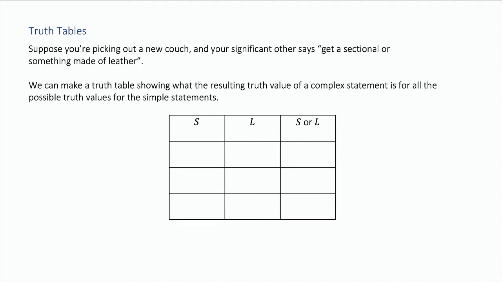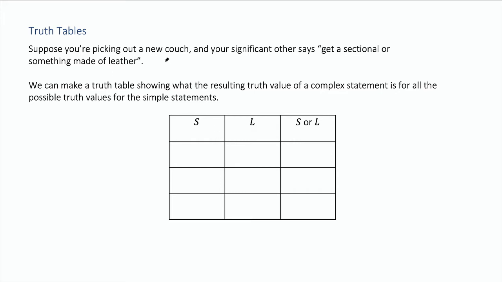A truth table is a tool that we use in order to determine in what situations a given logical statement is true or false. And we build the statements from basic statements and build to more complex. So here's a simple little example.